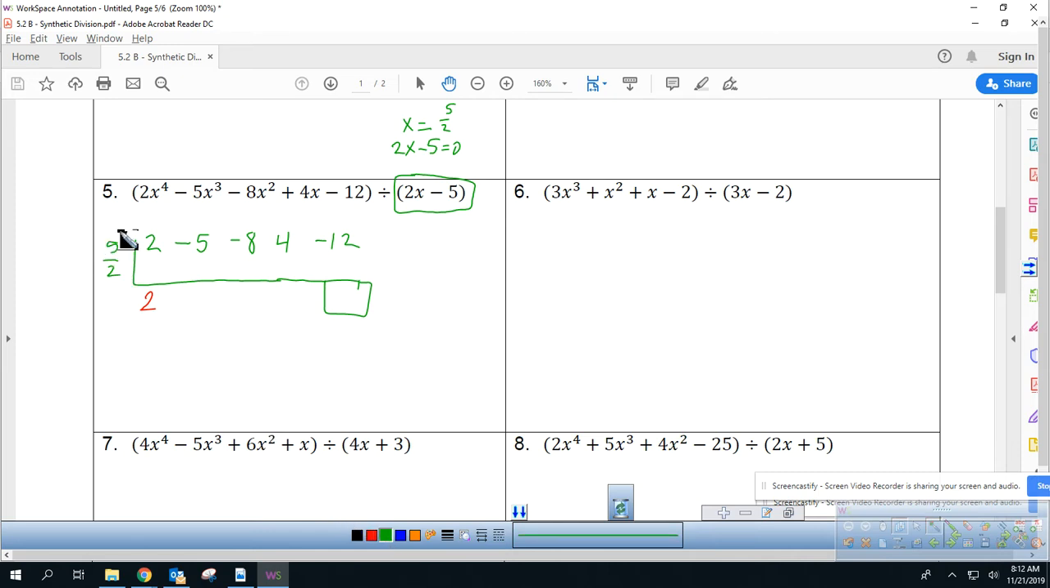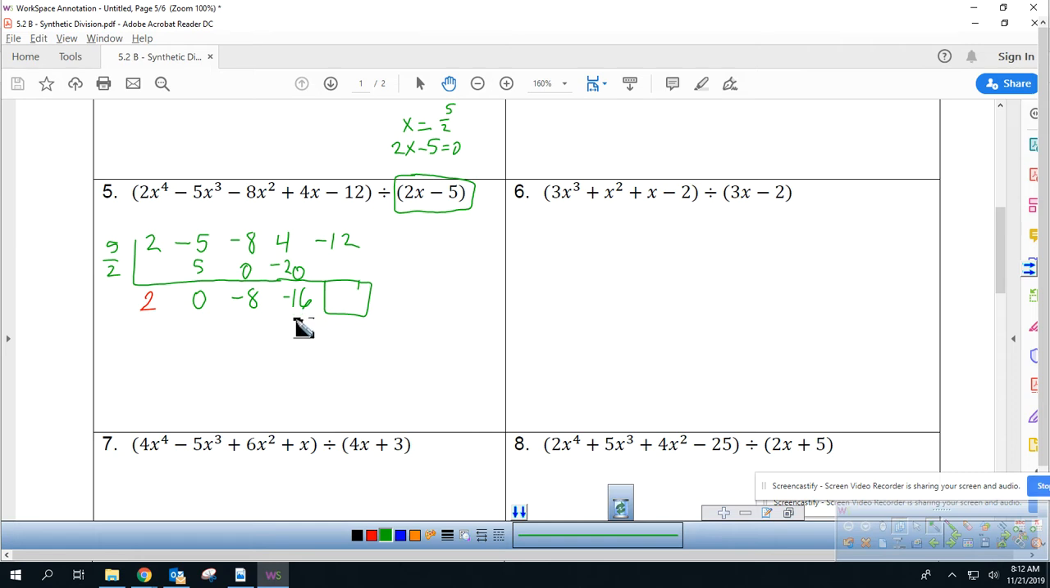Okay, we're going to make 5 halves multiplied with 2. And the fast way to do this is take the 2, multiply it by the top, divide it by the bottom. So 2 times 5 is 10, divided by 2 is back to 5. Add the column and multiply. Add the column and multiply. So 8 times 5 is 40, divided by 2 is 20. And it's negative.